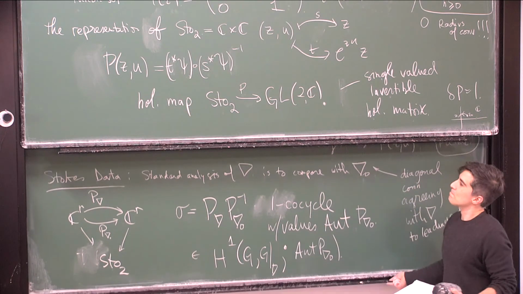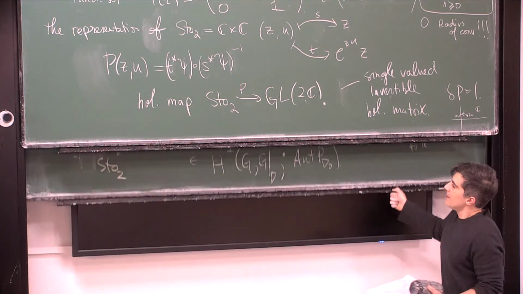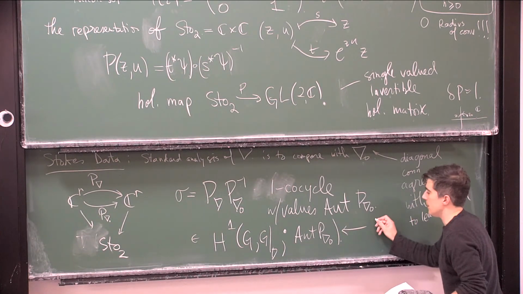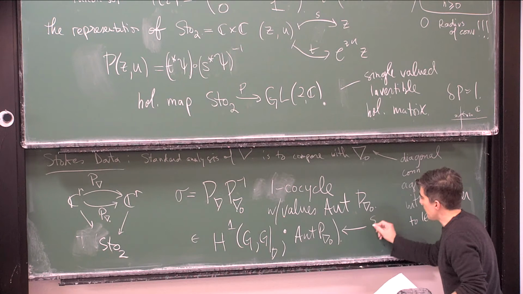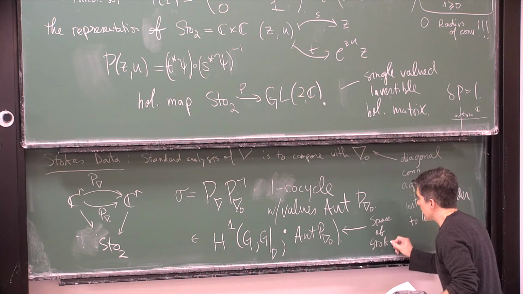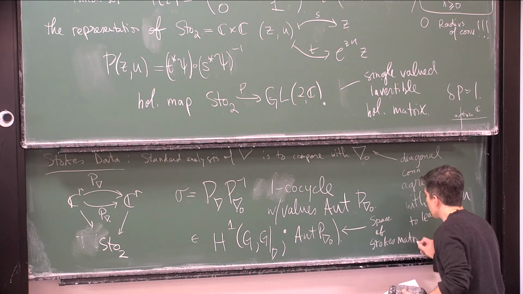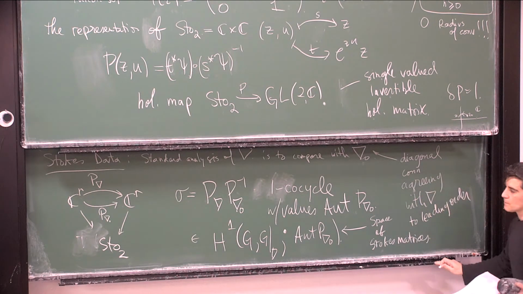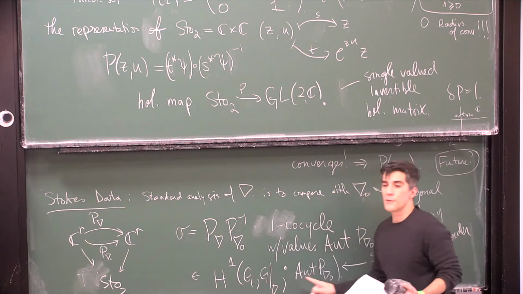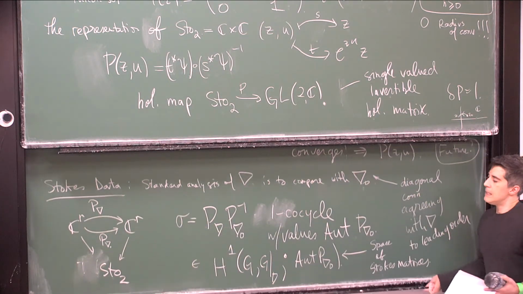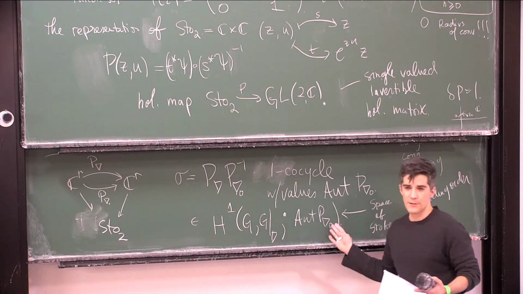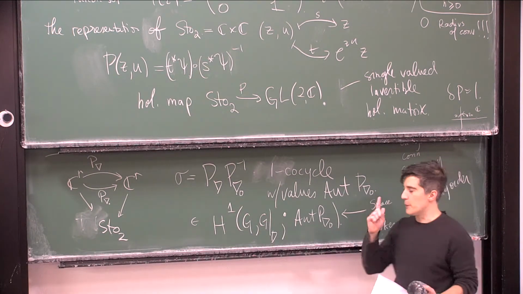Okay. And this here, this is the space of Stokes matrices. And so you can interpret this thing as giving a sequence of Stokes matrices. Okay, now I don't really have time to explain why this is exactly equal to Stokes matrices, but here's a hint.